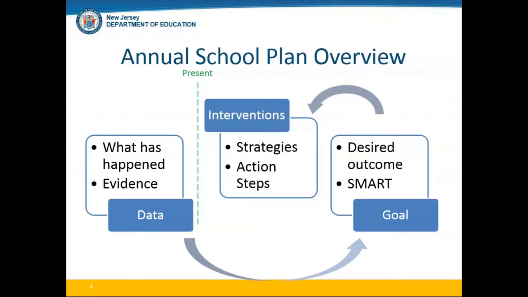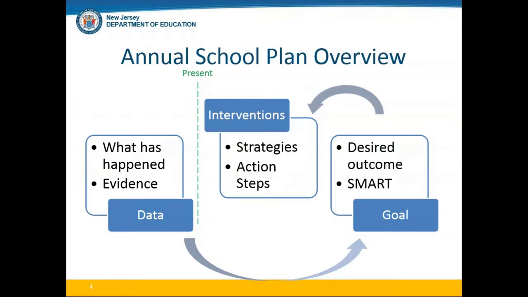An annual school plan, consistent with the principles of continuous improvement, is the document that captures our impact goals and planned interventions developed as a result of our analysis of data and root causes. Let's begin in the present, denoted by the vertical dashed green line. This is where we are now. All of the factors that contributed to our current data, what has happened and what evidence we have to support it, both quantitative and qualitative, occurred in the past, the box to the left of the vertical dashed green line.